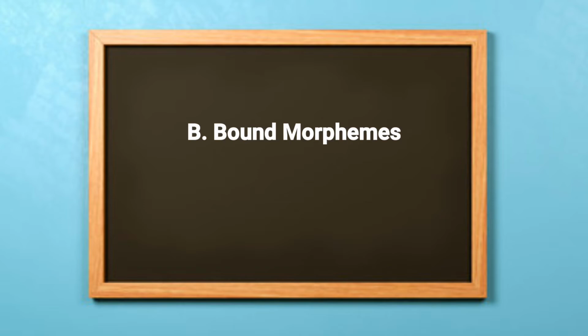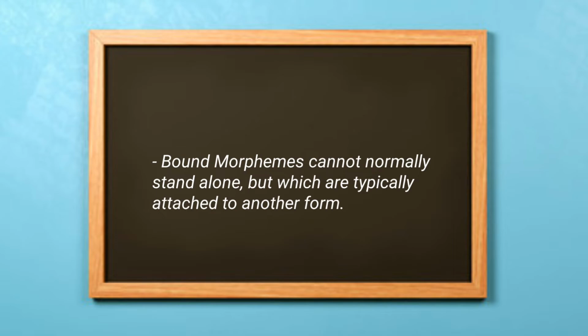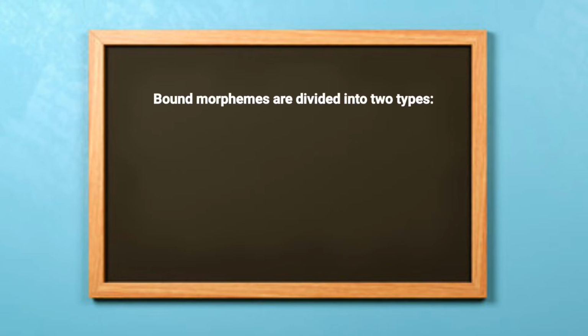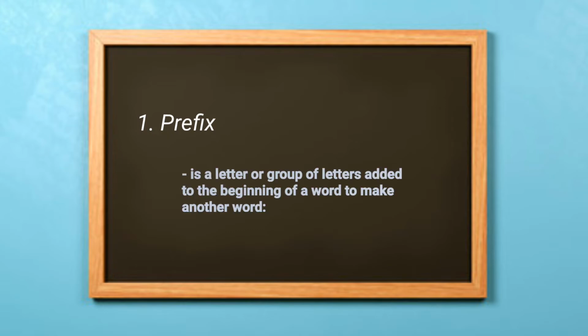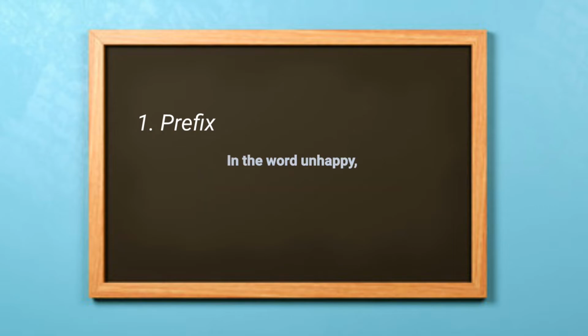Letter B. The bound morphemes. Bound morphemes cannot normally stand alone, but are typically attached to another form. Bound morphemes are divided into two types. Number 1, prefix. A prefix is a letter or group of letters added to the beginning of a word to make another word. In the word unhappy, un is a prefix added to happy.